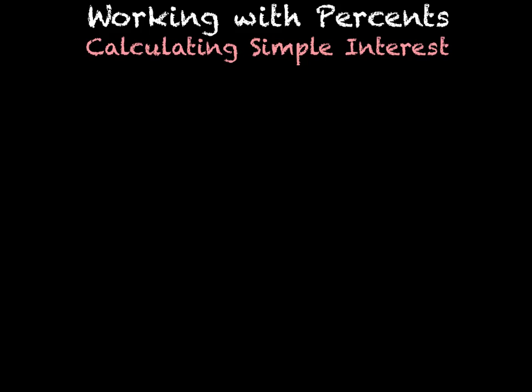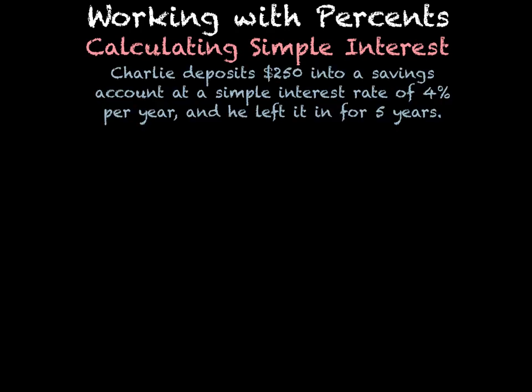Calculating simple interest. So we're starting to think kind of real world stuff using percents here. This is when people make money. So Charlie deposits $250 in a savings account at a simple interest rate of 4% per year, and he left it in for 5 years.